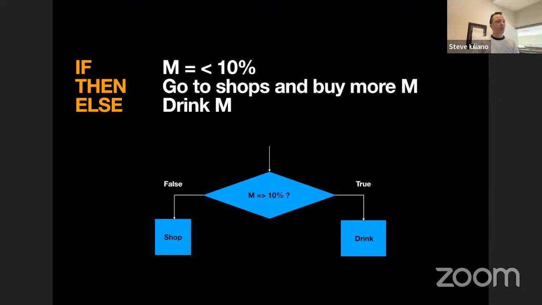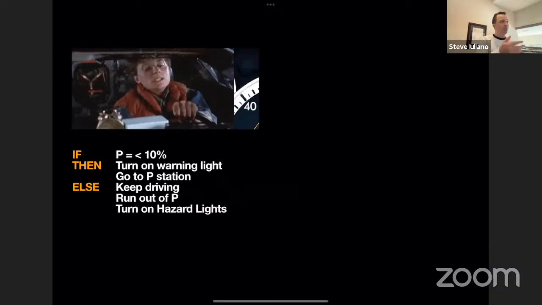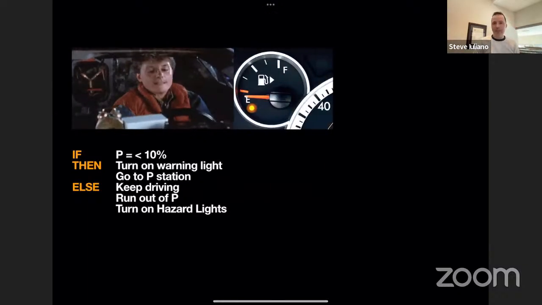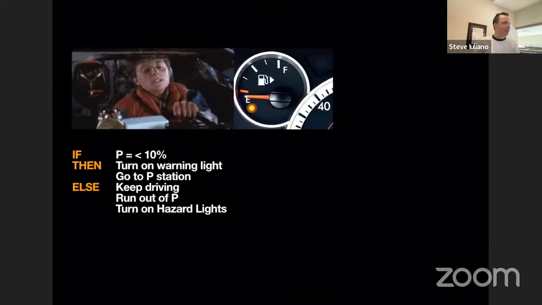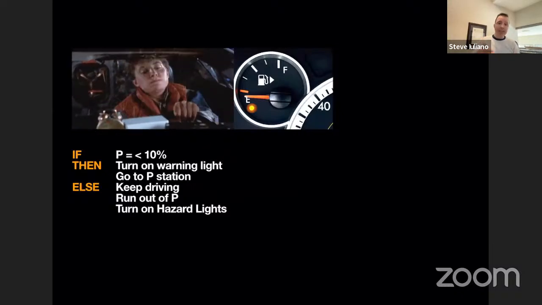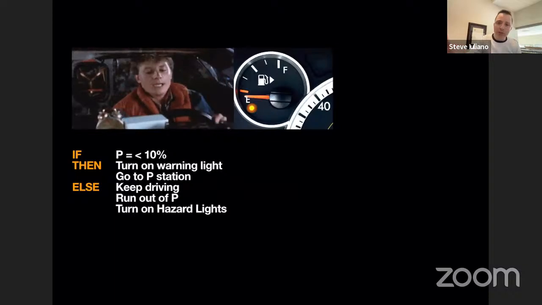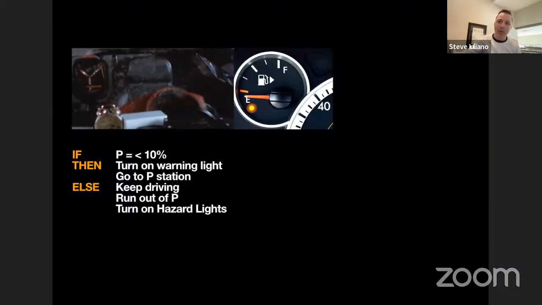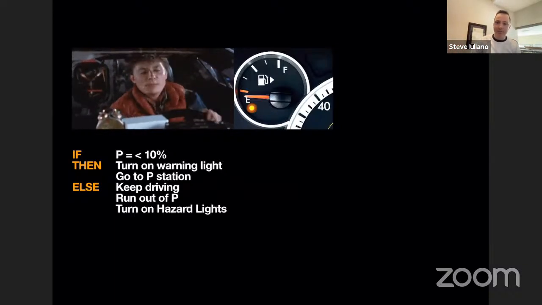If M is equal to or more than 10%, it's true. We can drink the milk. If it's less than, we need to go to the shops. Okay, and we can do that for anything. I've done it for petrol here, so there's a bit of a Back to the Future reference. But if petrol is equal to or less than 10%, and I say this to the students, what would you do if your petrol was running really low when you were driving down the highway? Most of them are too young to drive.